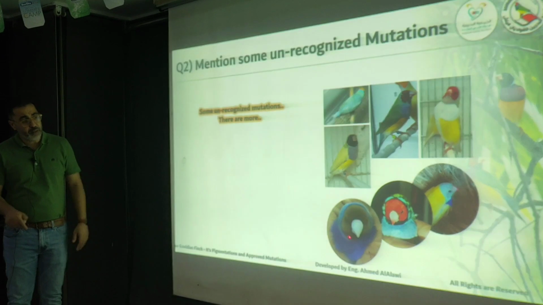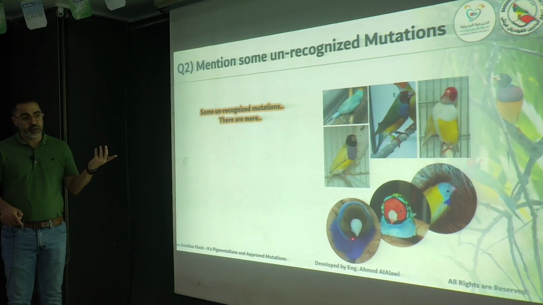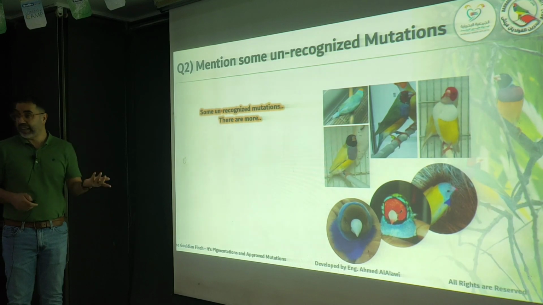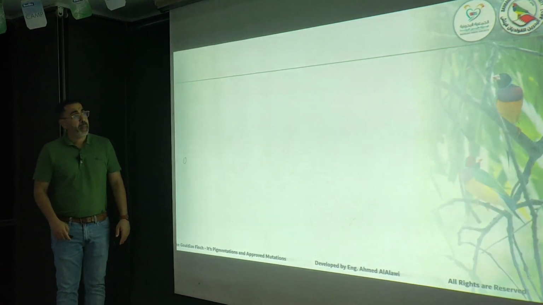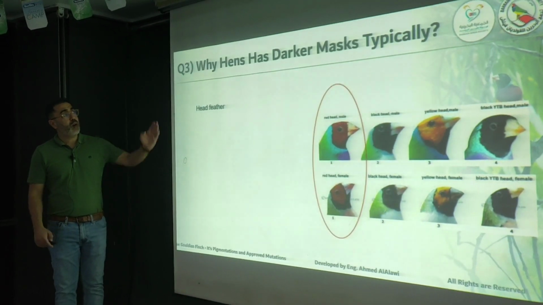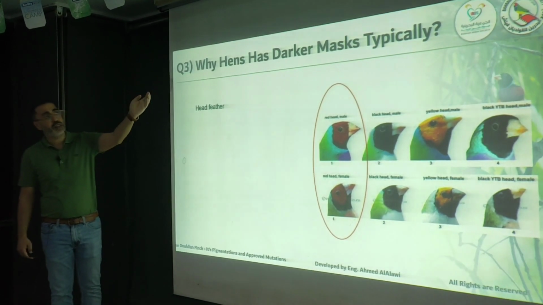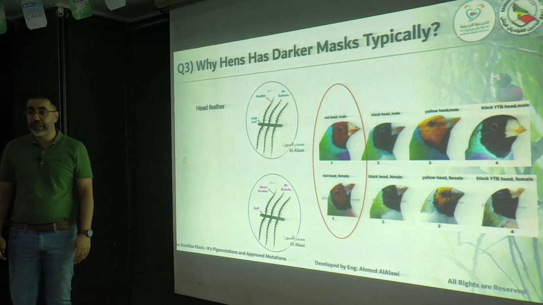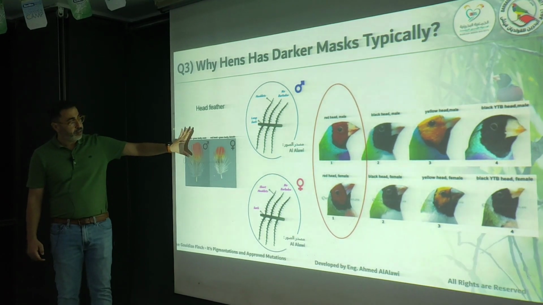And then you have this kind of bird. You would come again and say this is cinnamon, but is it? Because this is gray. So what's happening here? Dark factor? I don't know. Another question. Why do hens have darker masks typically? Short feathers. Short feathers, thank you. In a nutshell, this is what it is. So, long feather, short feather.